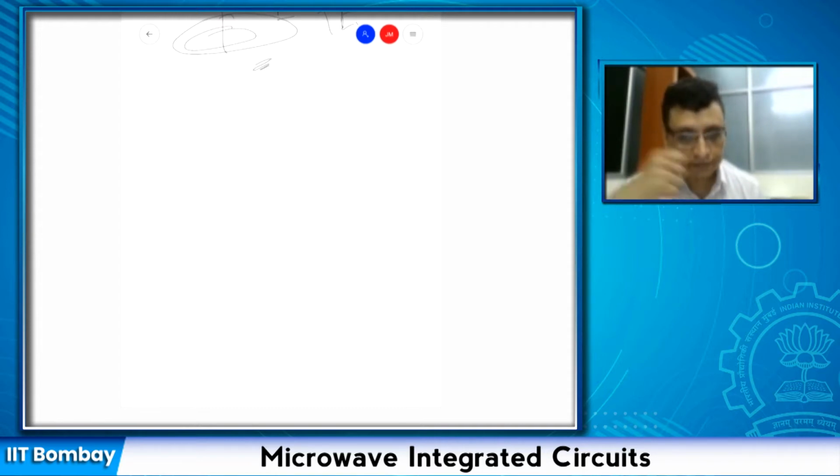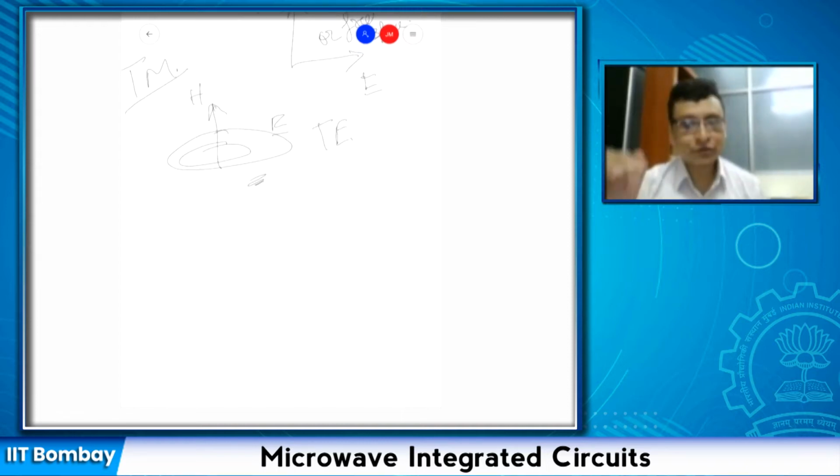Sir, is there any dominant mode among TEM, TE or TM? Is there any dominant mode that exists in the waveguide? I'll come to that in a moment. Okay, so in summary, yeah, please.